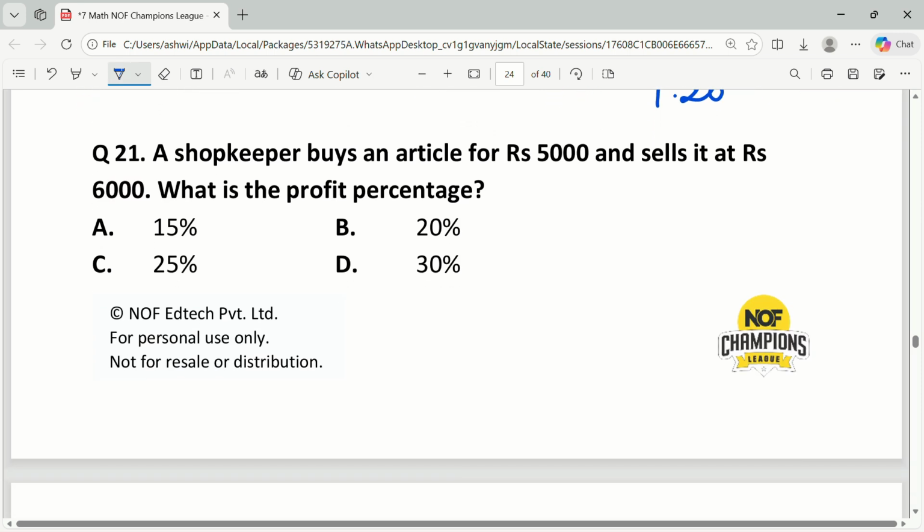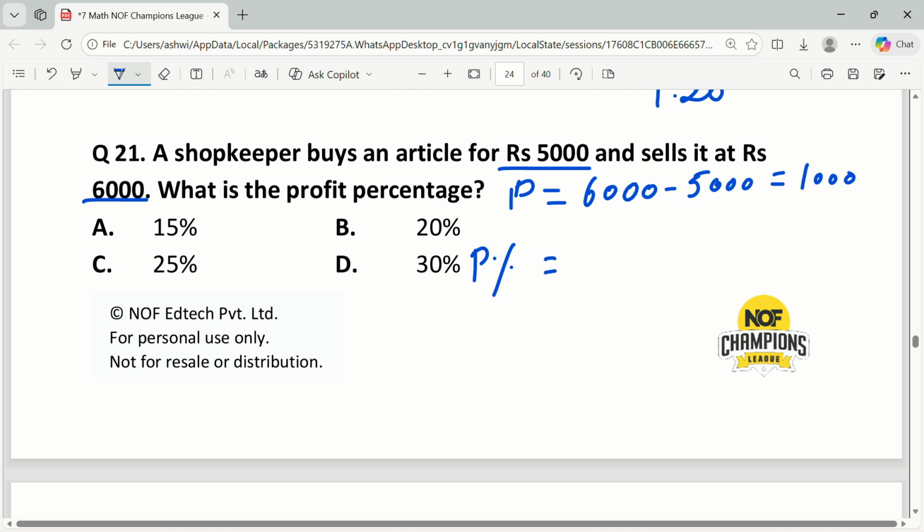Question 21. A shopkeeper buys an article for rupees 5,000 and sells it at rupees 6,000. What is the profit percentage? We know that cost price is 5,000 and selling price is 6,000. Profit is equal to selling price minus cost price, which is equal to 6,000 minus 5,000, which is equal to 1,000. Profit percentage is equal to profit upon cost price into 100. That is 1,000 upon 5,000 into 100%, which is equal to 20%. Comparing with the options, answer is B, 20%.